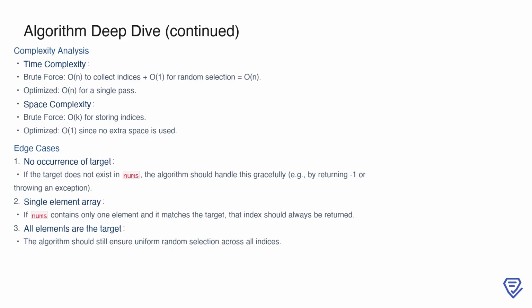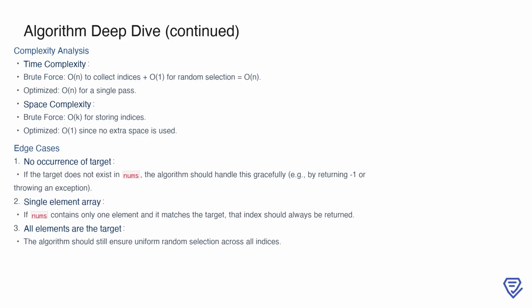For the brute force solution, the time complexity is O(n) to traverse the array and collect the indices, plus O(1) for the random selection, resulting in an overall complexity of O(n). The space complexity, however, is O(k), as we need to store the list of indices where the target occurs. With the optimized reservoir sampling approach, the time complexity remains O(n), since we still perform a single pass through the array, but the space complexity is reduced to O(1), because no extra space is required.